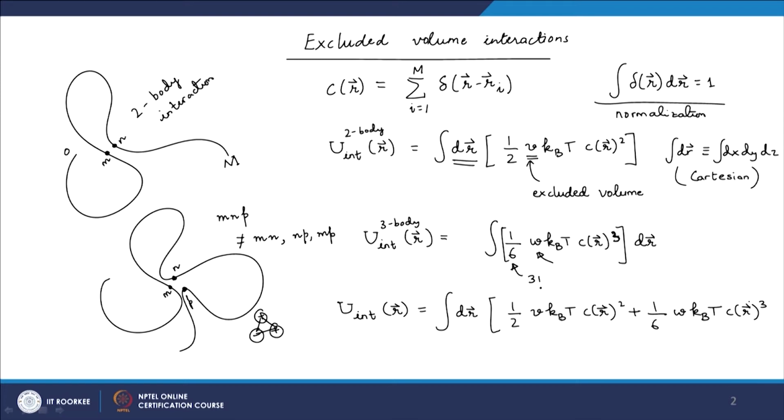In fact, just like we talked about a three-body interaction, we can think of a 4-body interaction, 5-body interaction and so on. And as we go to a 4-body interaction, we will have c to the power 4 in that, and for a 5-body interaction, c to the power 5 in that.